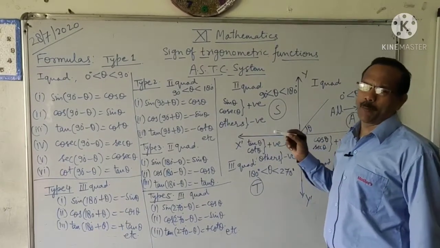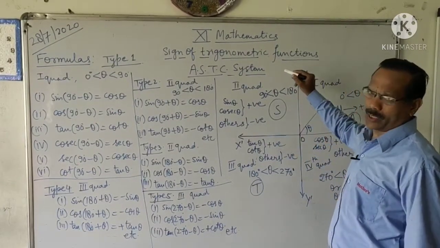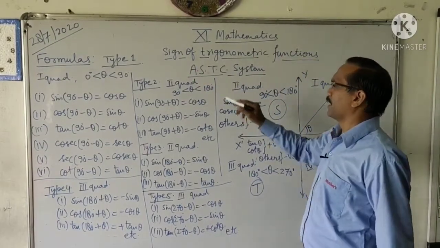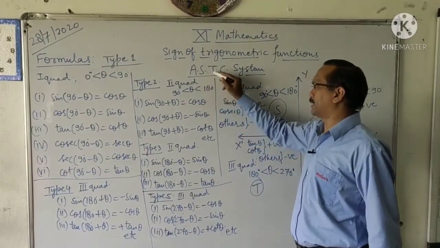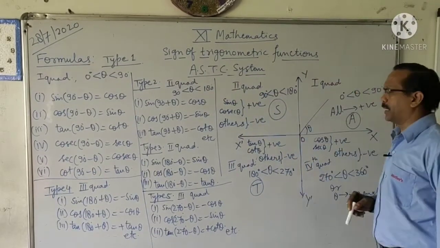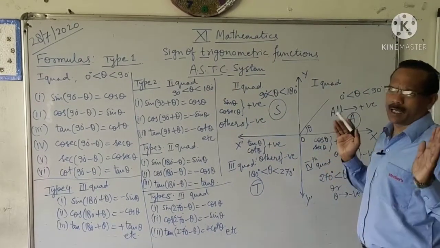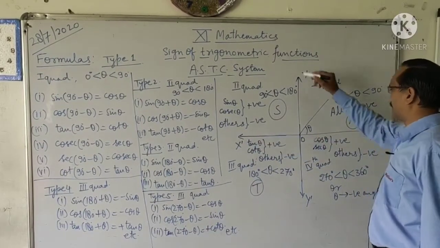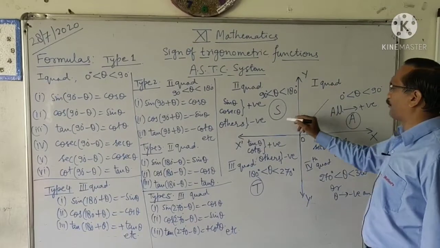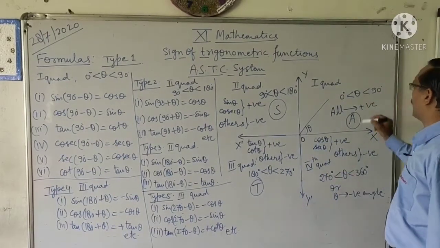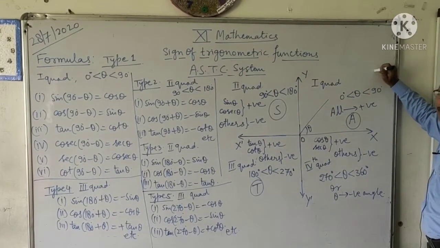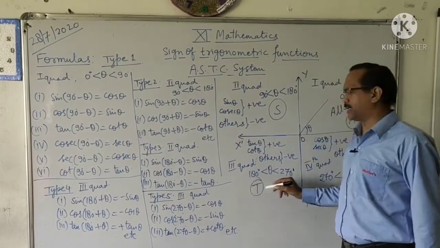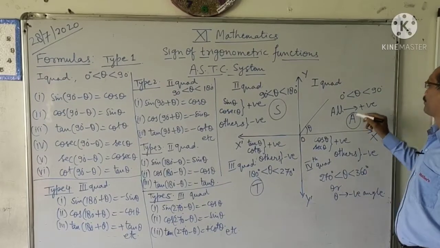Let's continue the topic trigonometry. And today's topic is signs of trigonometric functions. It is also called the ASTC system. Students, we will take the coordinate axes, x-axis and y-axis, dividing the plane into four quadrants. This is the first quadrant, this is the second quadrant, that is the third quadrant, and that is the fourth quadrant.